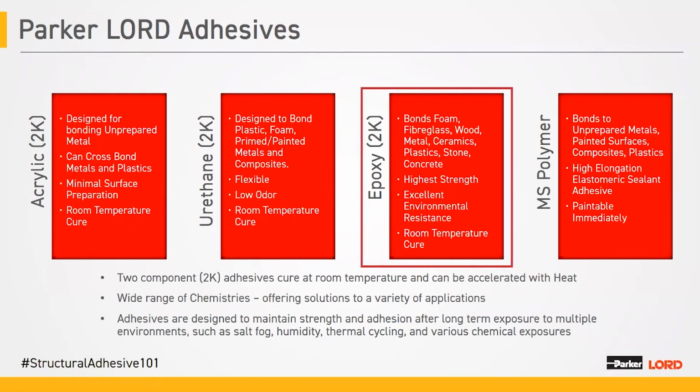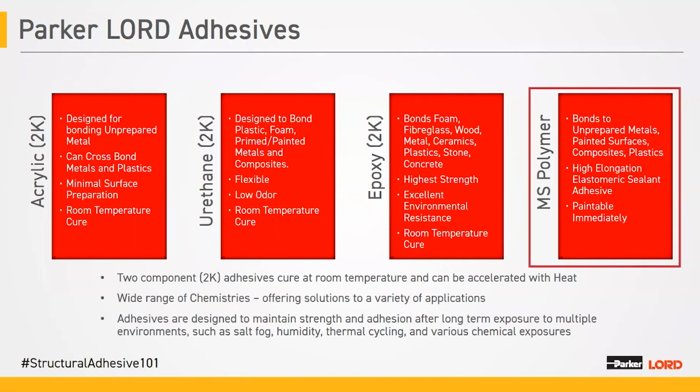The epoxies, they offer the ability to bond certainly prepared metals, foam, fiberglass, composites, wood, metal, ceramics, etc. They have some of the highest shear strength and typically some of the lowest elongation. However, they do offer the best environmental resistance, so to acids, bases, water, fuel, etc. And again, room temperature curing products.